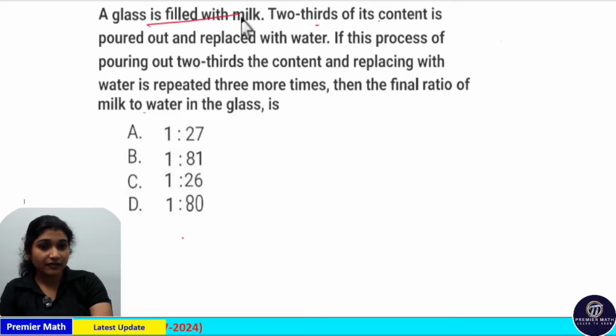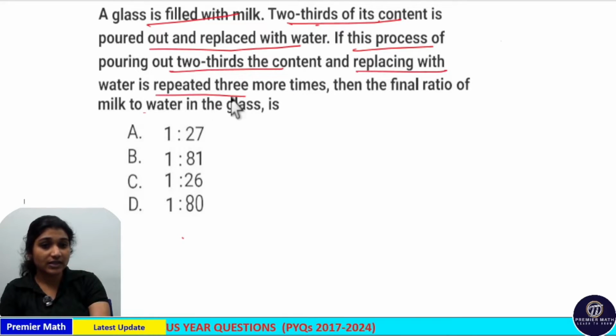A glass is filled with milk. Two-thirds of its content is poured out and replaced with water. If this process of pouring out two-thirds of the content and replacing it with water is repeated 3 more times, then what is the final ratio of milk to water in the glass?